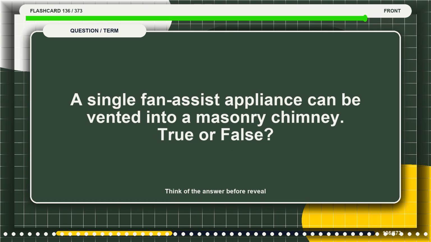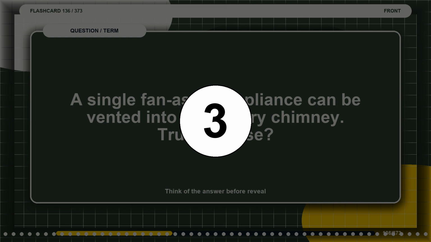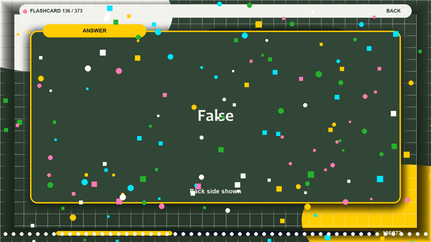Flashcard 136. A single fan assist appliance can be vented into a masonry chimney. True or false? Think of the answer before the reveal. The answer is false.